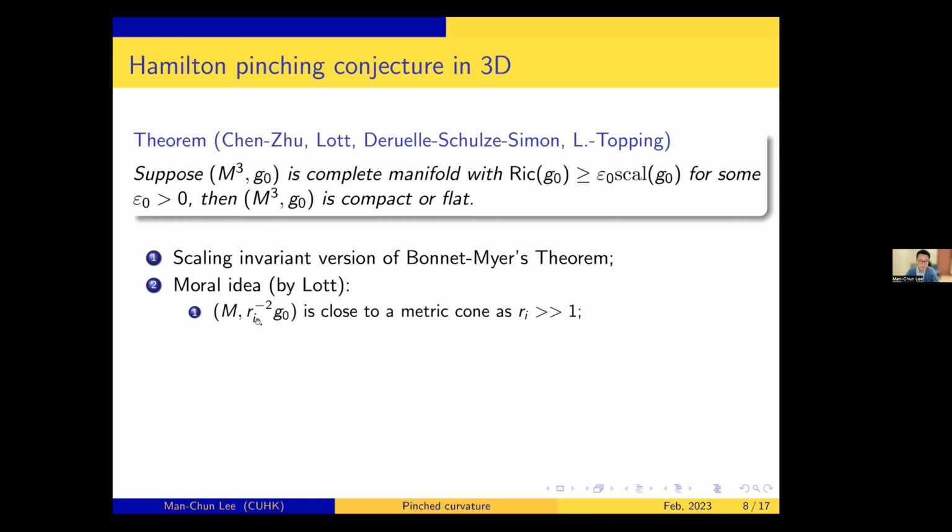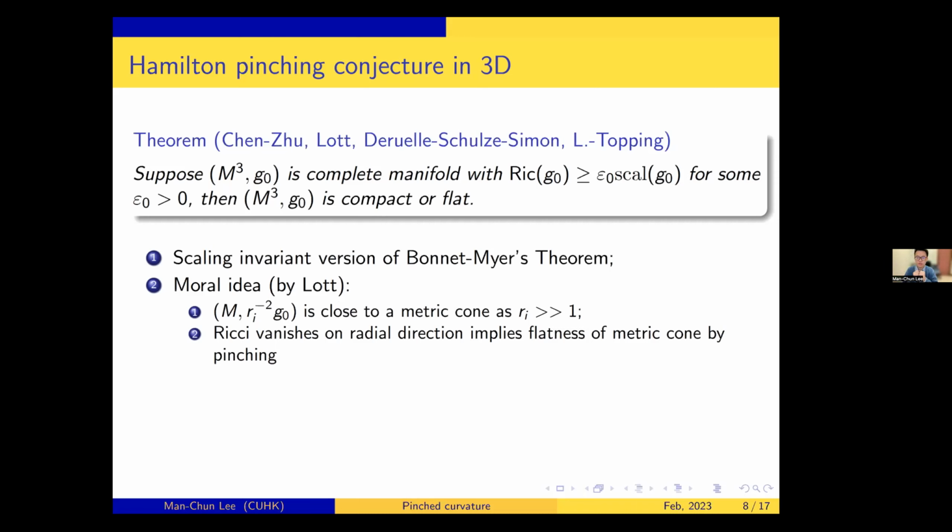You can first of all try to blow down the manifold so that the manifold is close to a metric cone by Cheeger-Colding theory. Secondly, if you pretend the manifold is a metric cone at infinity, then the Ricci curvature will be vanishing along the radial direction. So if in some direction the Ricci curvature is zero, then the manifold must be flat because of the pinching.